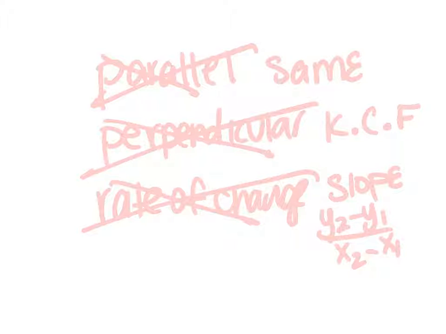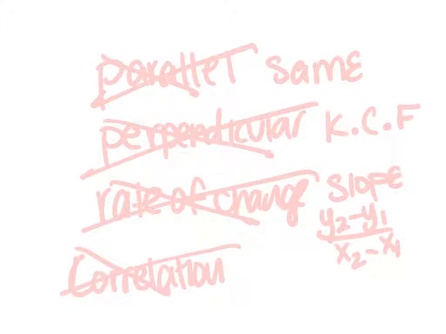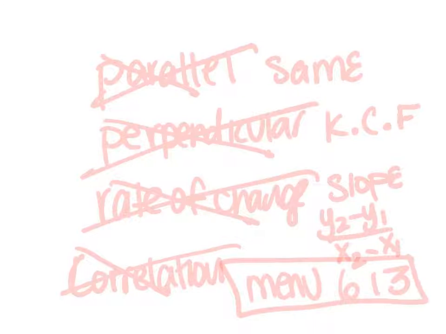Lastly, if you see correlation, you will cross it out and write Menu 613, and you put that in your calculator.